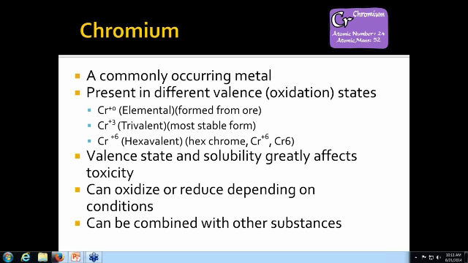The valence state and solubility greatly affects the toxicity. So when we talk a little bit later about the health effects of hexavalent chromium, its health effects are very different than the trivalent chromium and certainly different from the elemental form. Chromium can oxidize or reduce depending on environmental conditions, and we'll talk about why that's important.